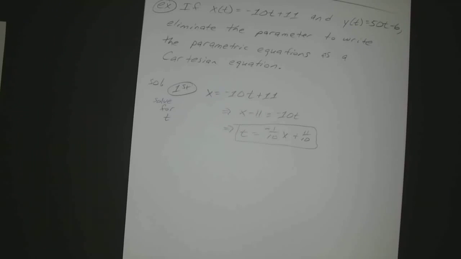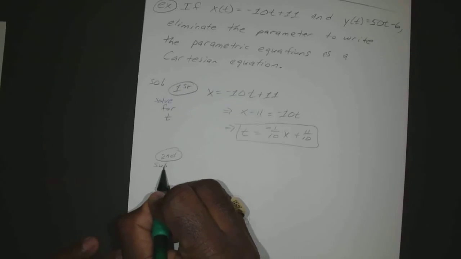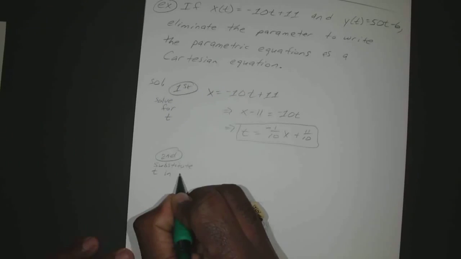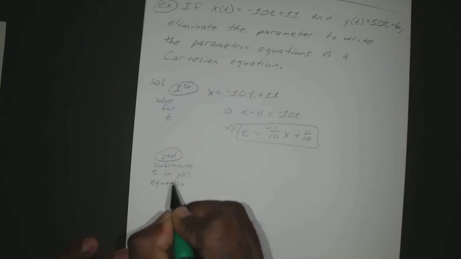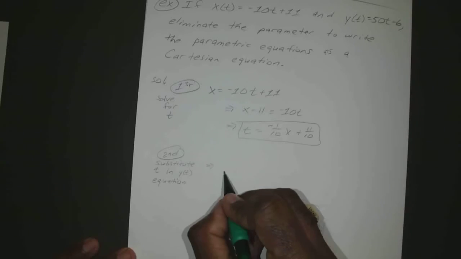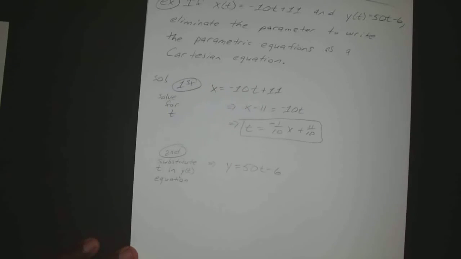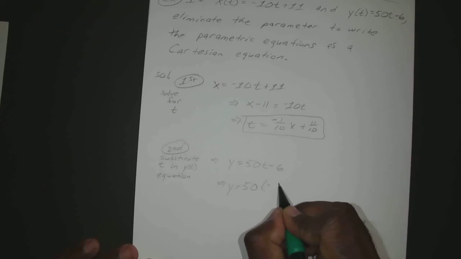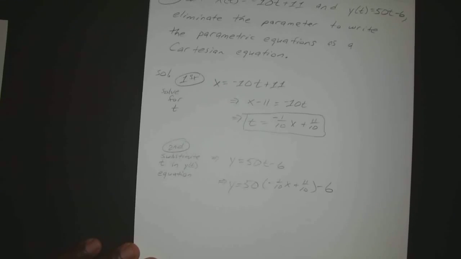Now your second step is you're going to plug in that t value in your y equation. Substitute t in your y of t equation. So your y is equal to 50t minus 6. That just becomes y is equal to 50 times negative 1 over 10 x plus 11 over 10 minus 6.